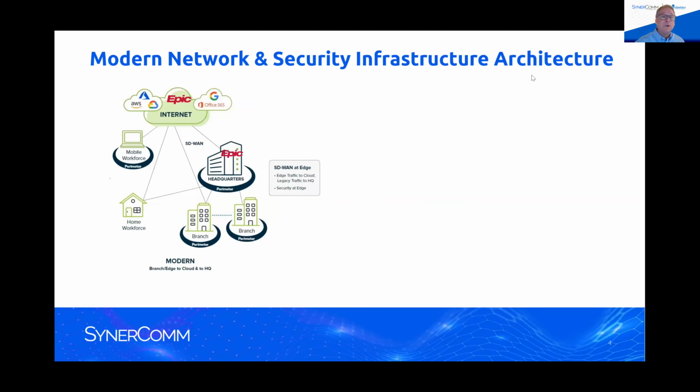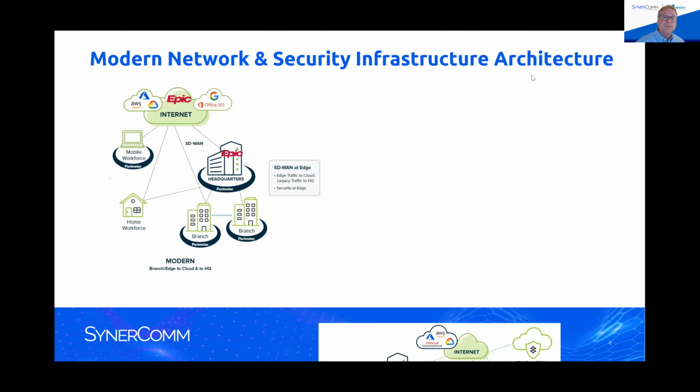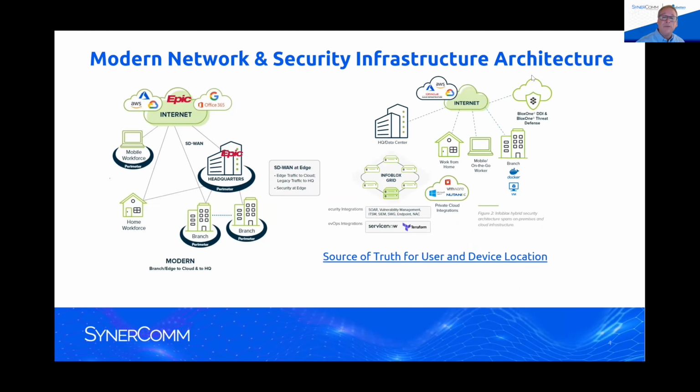So the modern infrastructure, we talked about having that perimeter now distributed versus centralized. And also you need that single point of truth. What does that really look like? That is a single point of truth for your addressing. And that's things like Infoblox with their DDI, or DNS, DHCP, and IP address management.